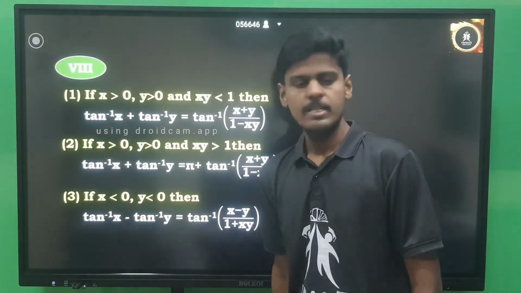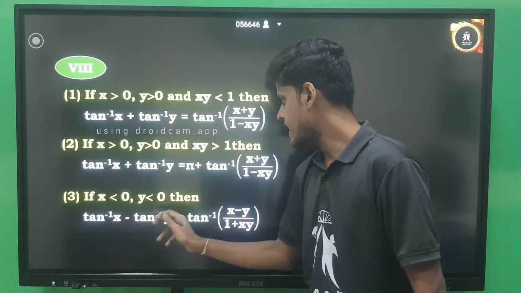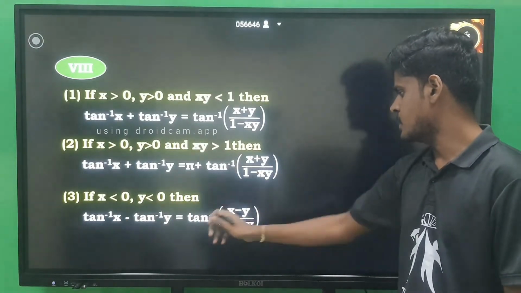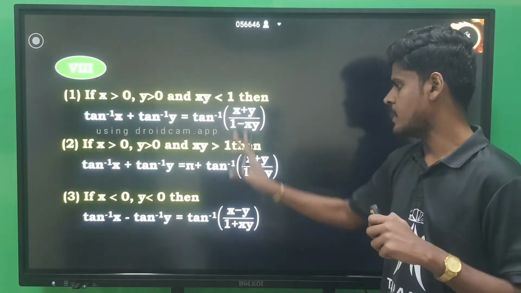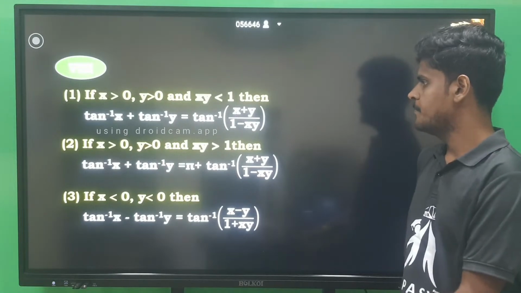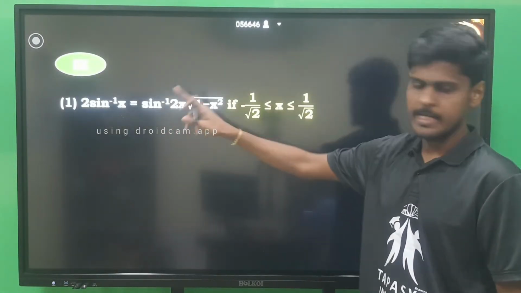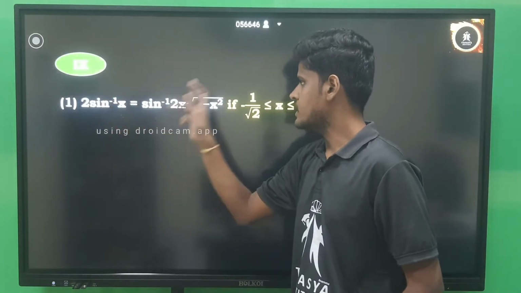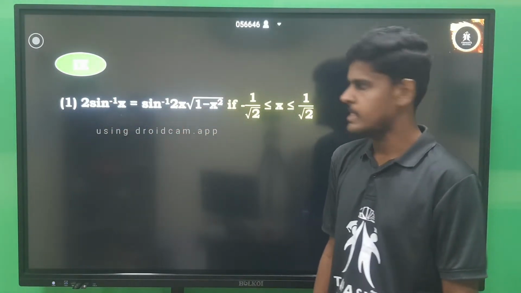Next, x less than 0 and y less than 0 means tan inverse x plus tan inverse y is equal to tan inverse of x plus y by 1 minus xy minus pi. I will explain how to prove or how to write these formulas in a bit. These are the three formulas. Next formula is 2 sin inverse x equal to sin inverse of 2x root 1 minus x square.